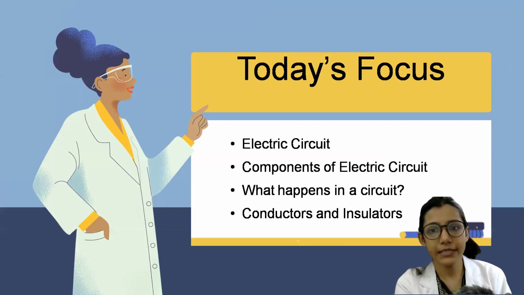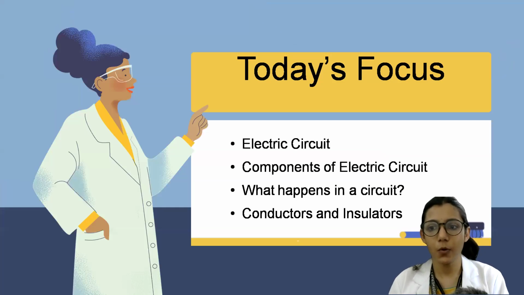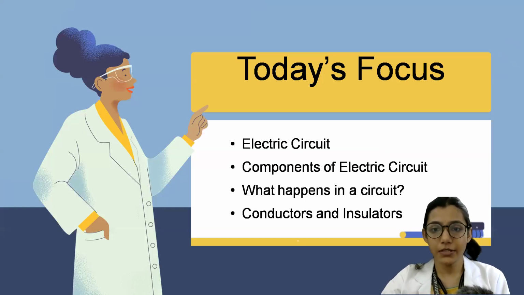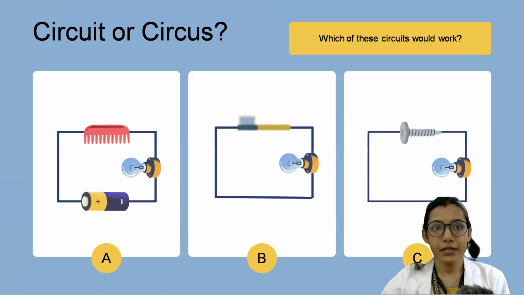So when we see the electric circuit, we need to know what exactly are the components which are compulsorily important when we talk about the electric circuit. So first, the electric circuit. Here are the first image A, image B and image C. These are the three complete circuits which are closed from both the ends. I just want to know which of these circuits would work.